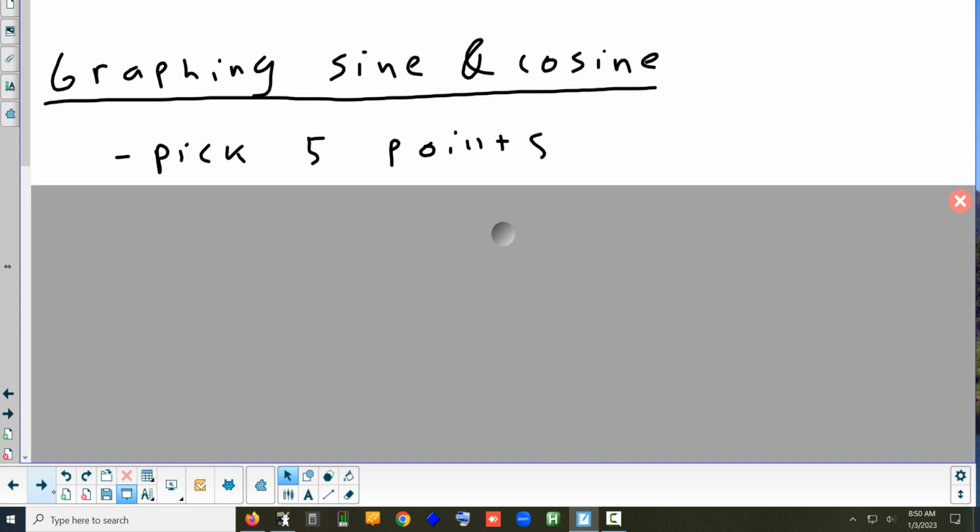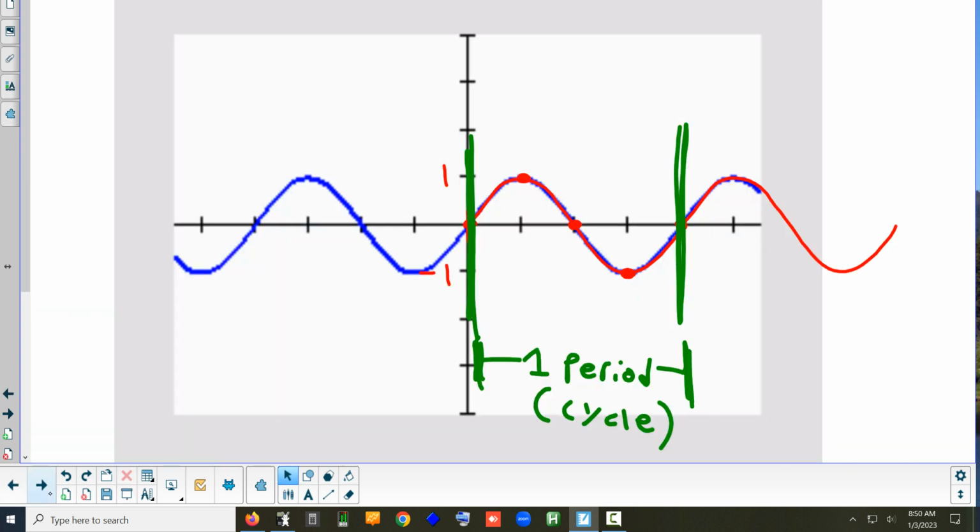So when we want to graph a sine or a cosine wave, you don't have to graph the wave forever. It's going to take too long. So all we're going to do is graph 1 cycle of the wave. Because my thinking is if you can graph 1 cycle, then all you'd have to do is copy and paste it. You could do 2 or 3, however many you want.